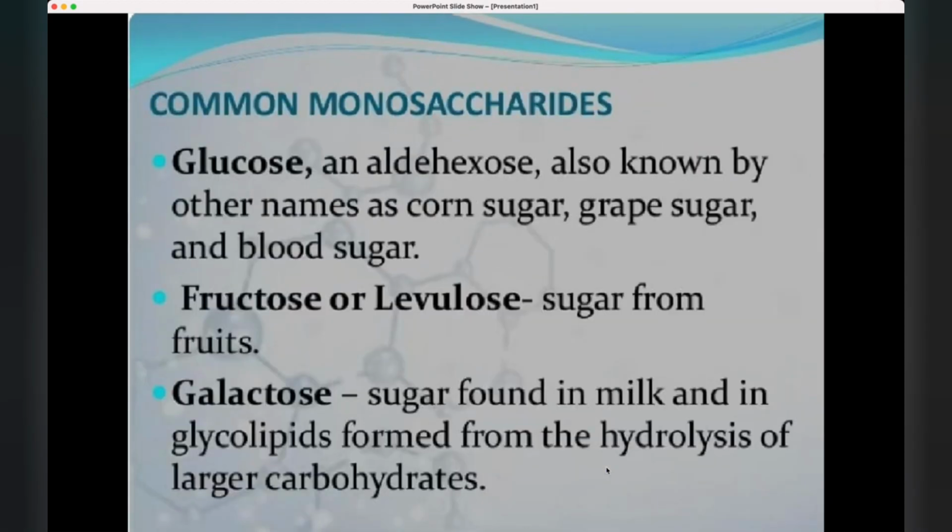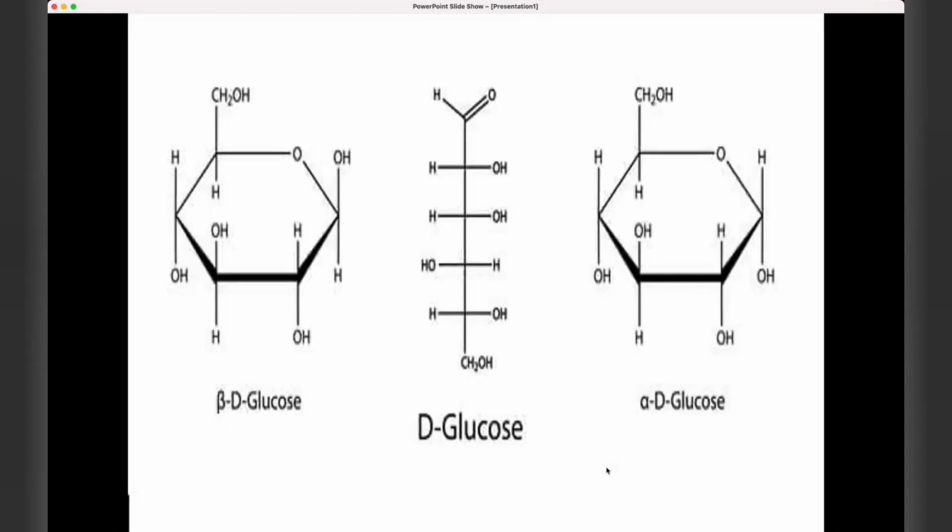Now, which are the common monosaccharides? Mainly, we have to see three commonly used monosaccharides: glucose, fructose, and galactose. Glucose is an aldohexose. It's also known by other names like corn sugar, grape sugar, blood sugar, and so on. Fructose, or levulose, is a sugar derived from fruits. And galactose is a sugar found in milk and in glycolipids, also found by the hydrolysis of larger carbohydrates.